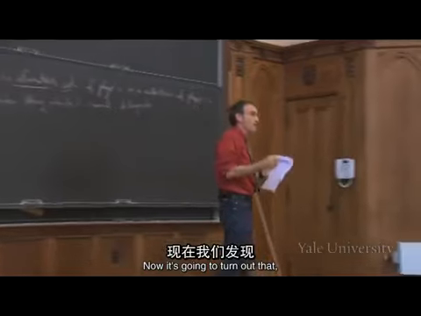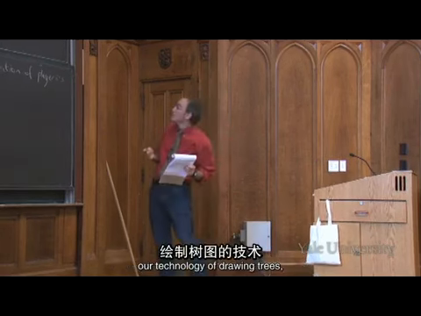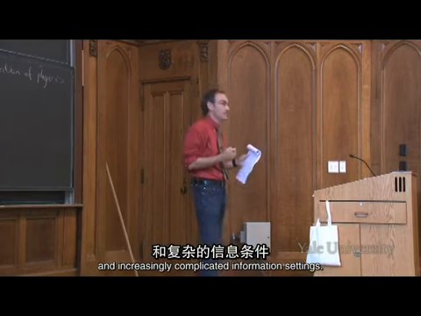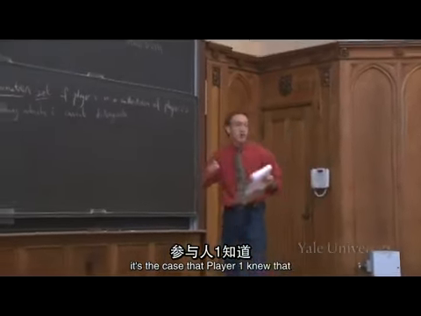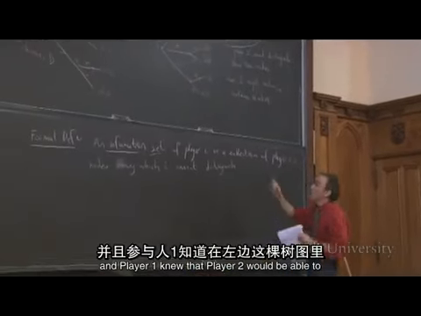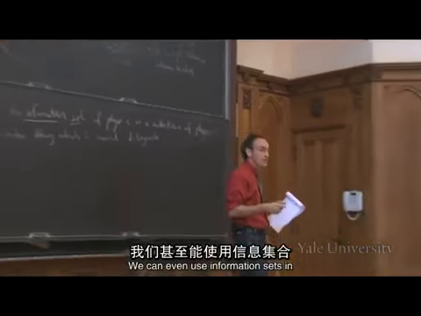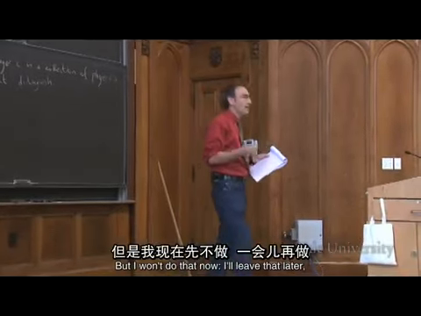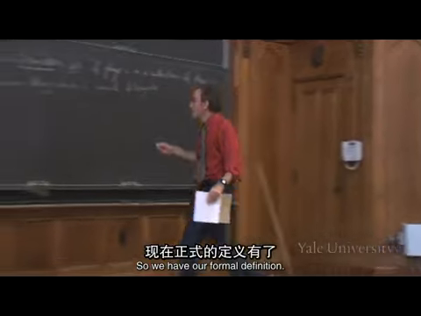All right. It's going to turn out that by clever use of information sets, we're going to be able to use our technology of drawing trees to capture all sorts of interesting and increasingly complicated information settings. In this particular game, player 1 knew that player 2 was not going to be able to distinguish between up or middle in this tree, and player 1 knew that player 2 would be able to distinguish in the left-hand tree. We can even use information sets in a more elaborate tree to capture the idea that player 1 may not know what player 2 is going to know. But I won't do that now, I'll leave that for later, and you'll see some examples of that on the homework. All right, so we have our formal definition.